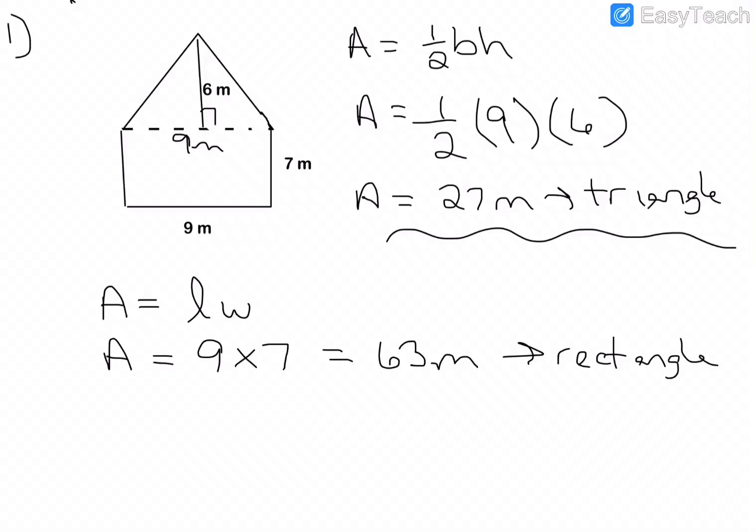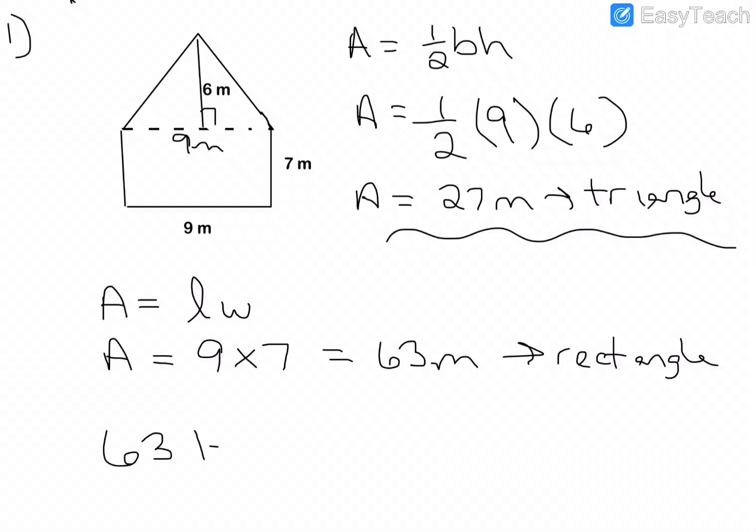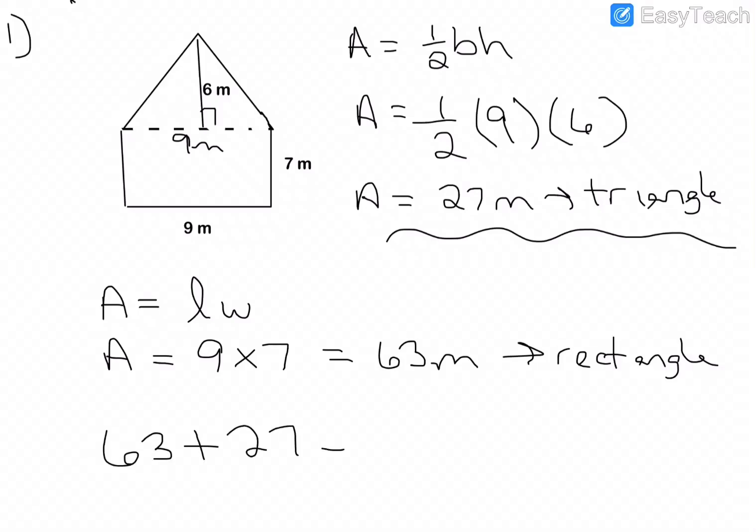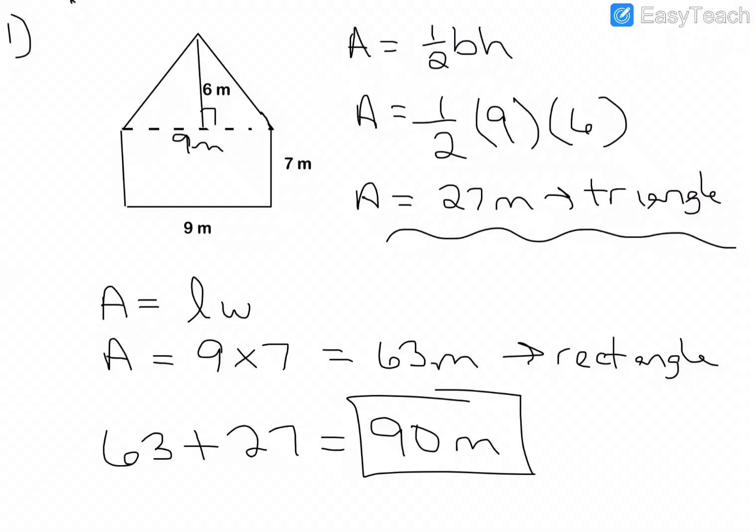And so now I just add the two areas together. 63 plus 27 equals 90 meters. So it is for sure very important that you have the correct formulas for these areas, or you will not get the correct answer. Okay? Again, you're just finding the area of each shape and adding all of those areas together.